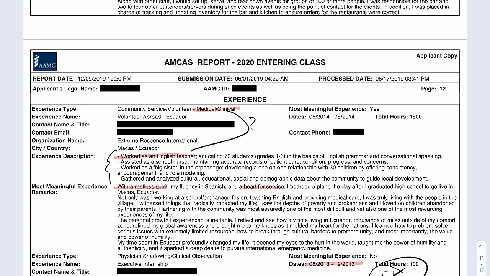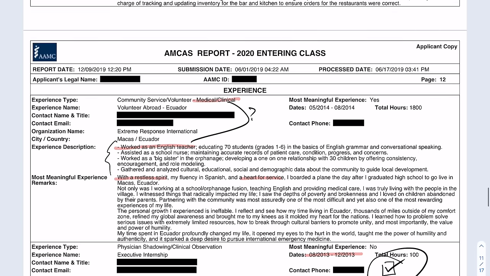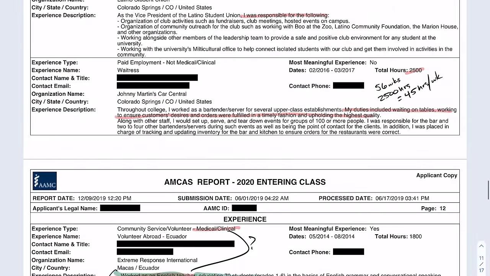So as you're looking at this, what I see here is basic job descriptions. Worked as a teacher, right? The basic job description. Worked as a teacher, educating this many students. Assisted as a school nurse. Worked as a big sister. Just basic job duties. Worked as a bartender, right? My duties included waiting on tables, working to ensure customers' desires and orders were fulfilled. Well, of course, right? That's what a waitress does, a server does.